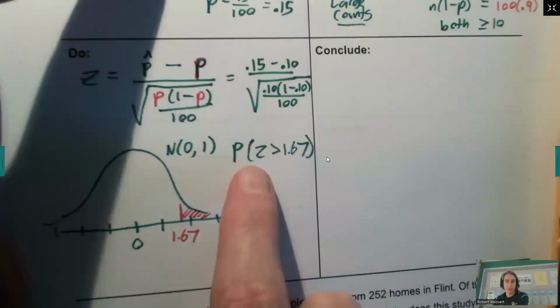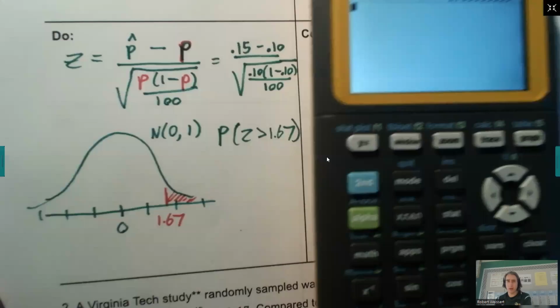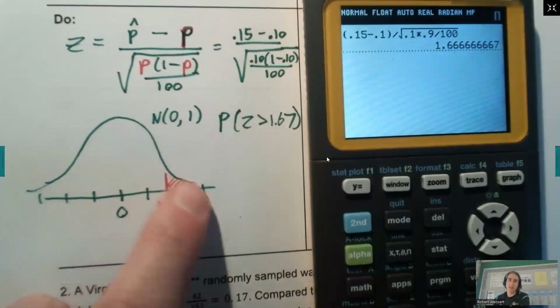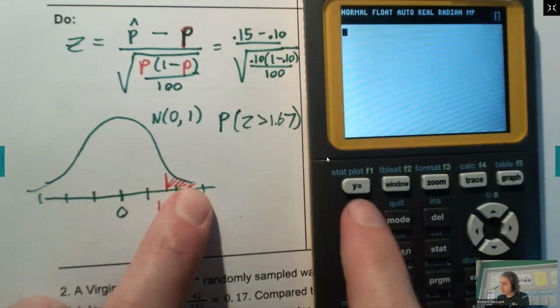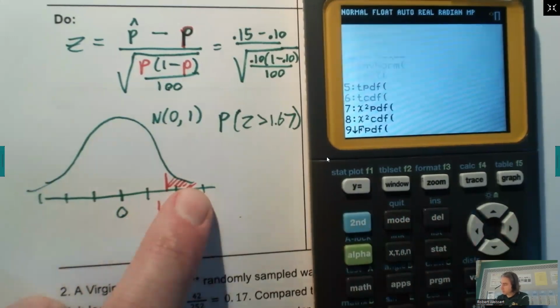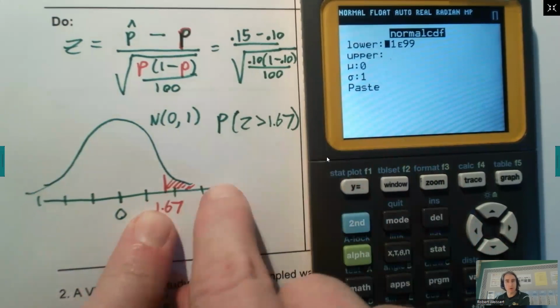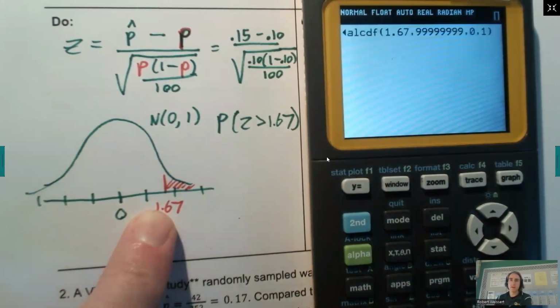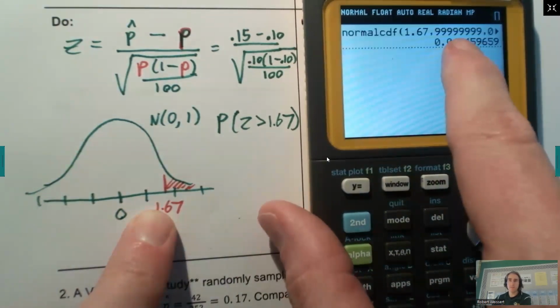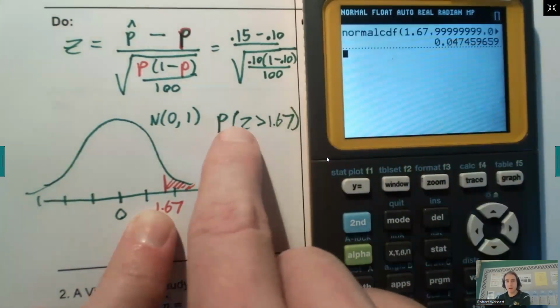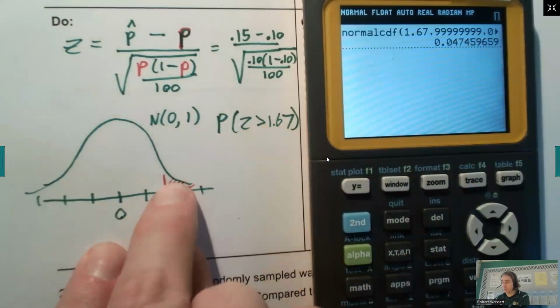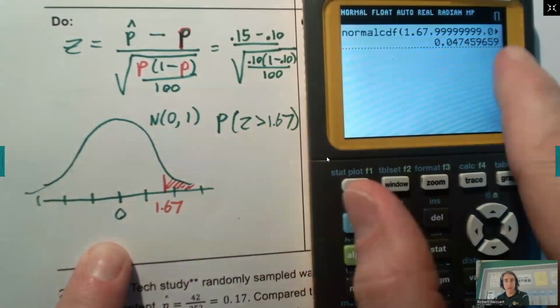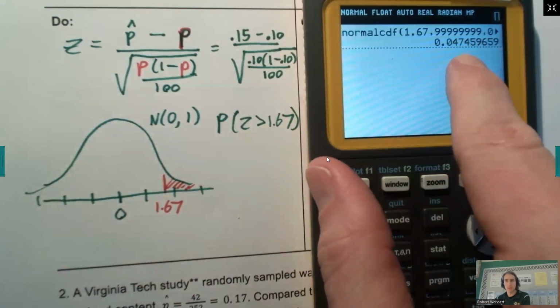So we want to match that up with this. If I'm going to go through and calculate that, I could go to my table A or normal CDF. I'm going to choose normal CDF. My lower, in this case, since I want to go above, is going to be that 1.67. My upper is going to be infinity, so a very large number. Leave that at 0 and 1. And that right there is the probability of getting a sample that extreme or more in this direction. And you notice it's going to be about 0.0474.